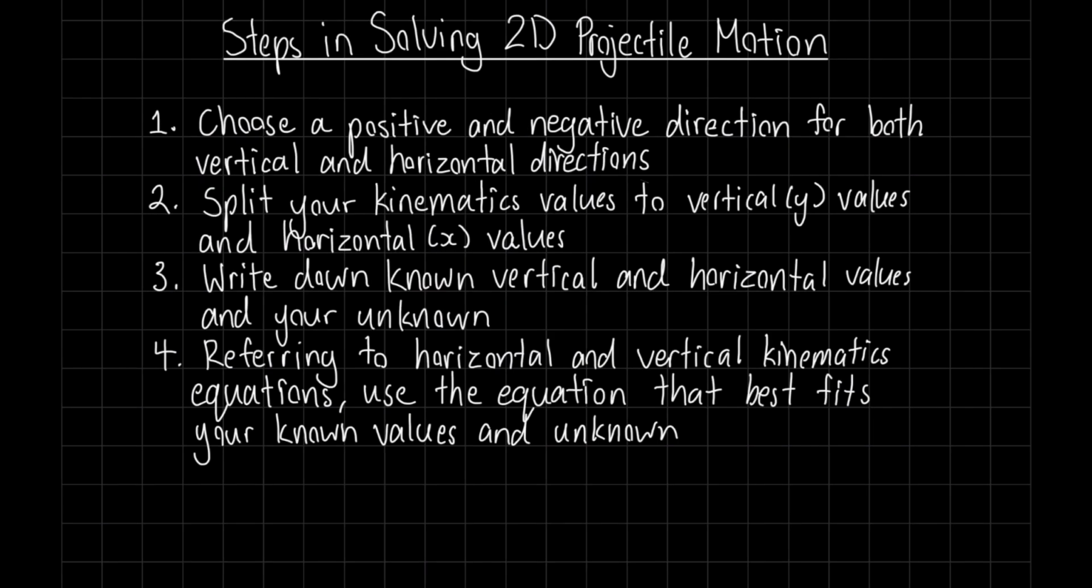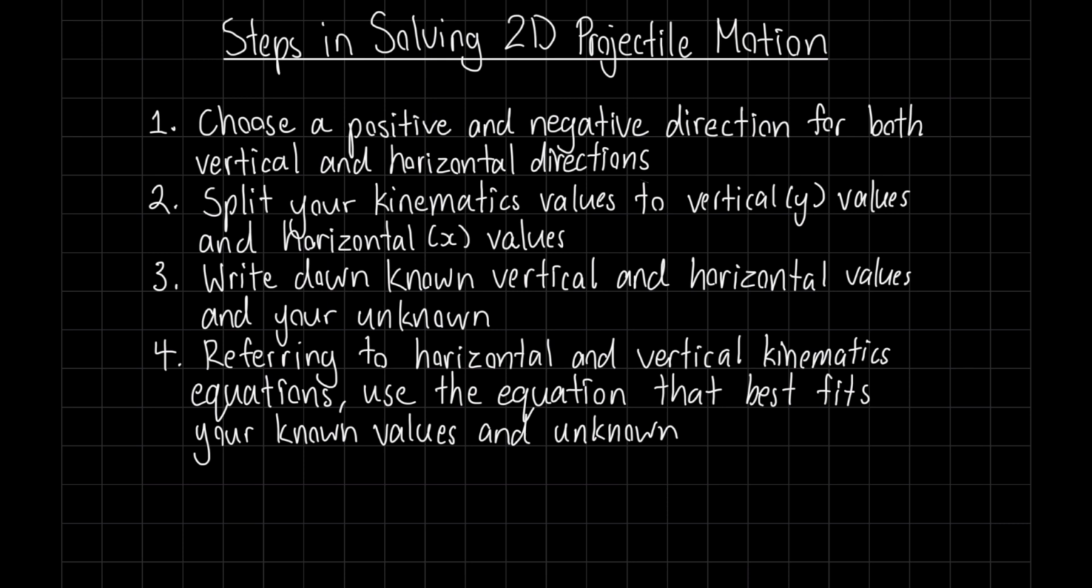All right, now we'll be going over the steps in solving 2D projectile motion. If you looked at my kinematics basics video, you'll see that these are very similar steps. There's only a few little tweaks in there. So the first step is choose a positive and negative direction for both vertical and horizontal directions. So up, down, left, right. Then you'll split your kinematics values to vertical y values and horizontal x values. You'll write down the vertical and horizontal values that were given and your unknown.